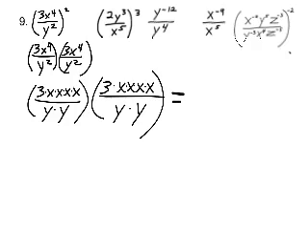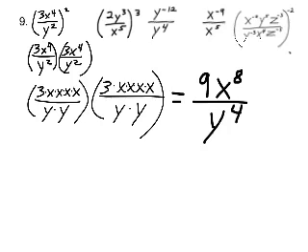So, here we've got 3 times 3, that's 9. Now we count our x's. It's 1, 2, 3, 4, 5, 6, 7, 8. So 8 x's times themselves is x to the 8th power. Down below we've got 4 y's times themselves, y to the 4th power. That's our answer.